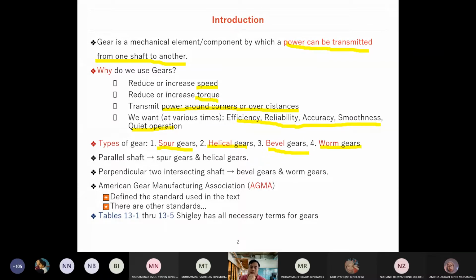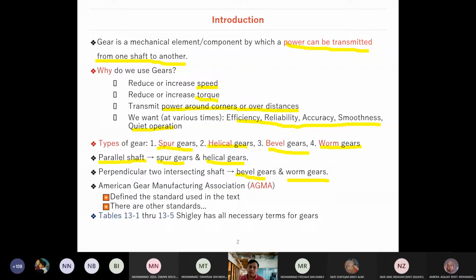The characteristic of a spur gear is that the gears are aligned parallel to each other, meaning the shafts. So the spur gear and the helical gear are used on parallel shafts. If you have perpendicular shafts, oriented 90 degrees to each other and intersecting, we need a bevel gear and the worm gear. It's okay if you cannot picture it yet. I will show you an example of it later on.